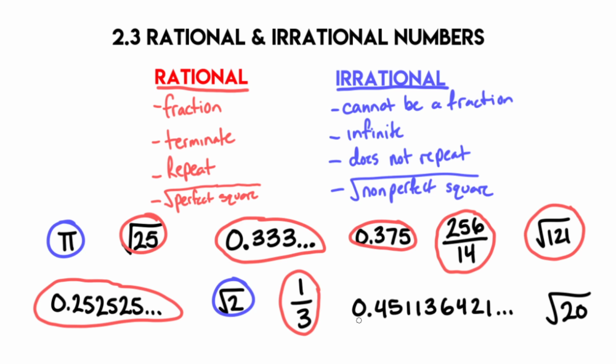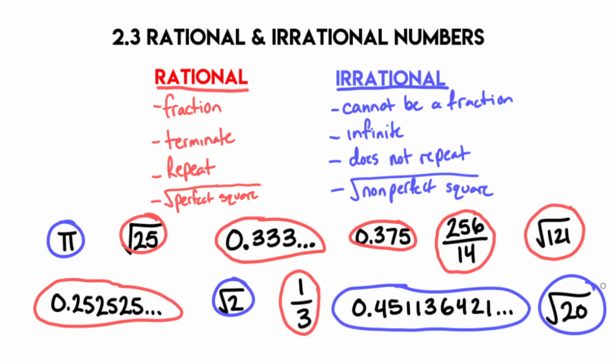This number down here, we have 0.451136421. Can you predict what number's next? No, because it is not repeating. It is going to be infinite because we see the ellipsis here. So we cannot understand what it is doing here. So this number is going to be irrational. Finally, the square root of 20. Again, we are taking the square root of a non-perfect square, so this number is irrational. It will go on into infinity.